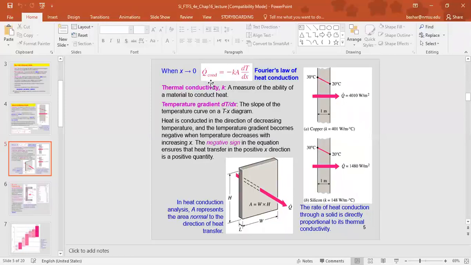Again, this k is called the thermal conductivity. It's a parameter that measures the ability of a material to conduct heat. The temperature gradient represents the slope of the temperature curve on the T-x diagram. The negative sign here shows that the heat is positive in the direction of decreasing temperature.